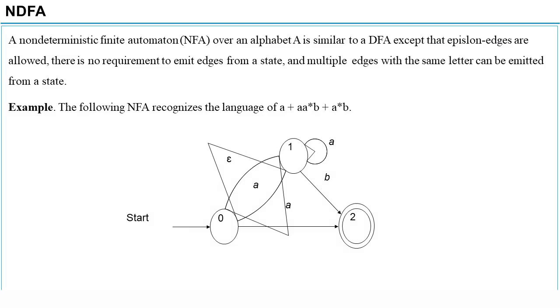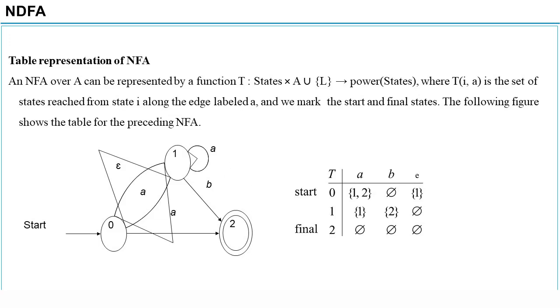Now, a non-deterministic finite automaton over an alphabet A is similar to a deterministic finite automaton, except epsilon edges are allowed. There is no requirement to emit edges from every state, and multiple edges with the same letter can be emitted from a state. Now this is the representation of an NFA that recognizes the language a plus a star b plus a star b. We have given a tabular representation of the NFA for this.